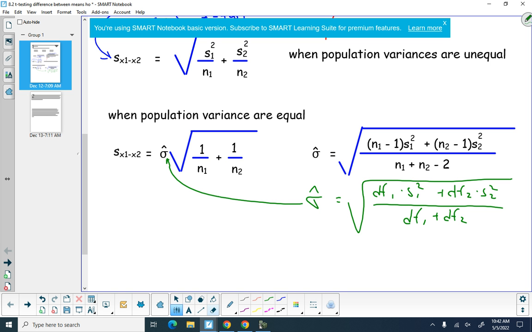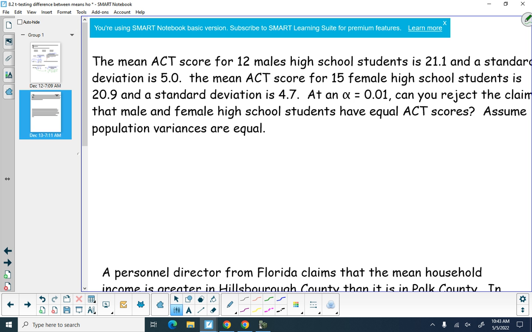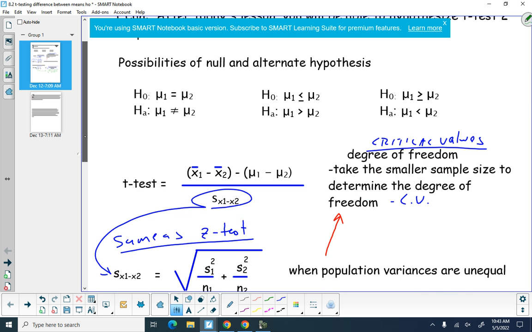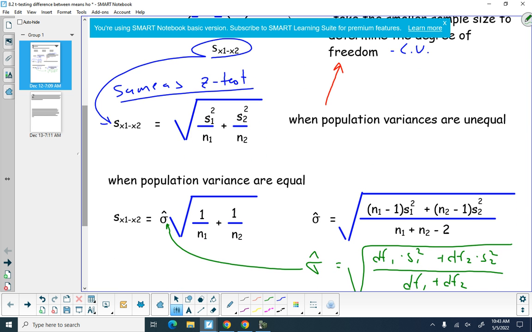I like looking at degrees of freedom. In a textbook or in a formula sheet, they'll give you this. I like this because it is a little bit cleaner to me. I can find my degree of freedom and do a little bit of mental math because I'm only subtracting 1. It's not like it's higher level mathematics. Once again, you only use that sigma hat when the population variances are equal.